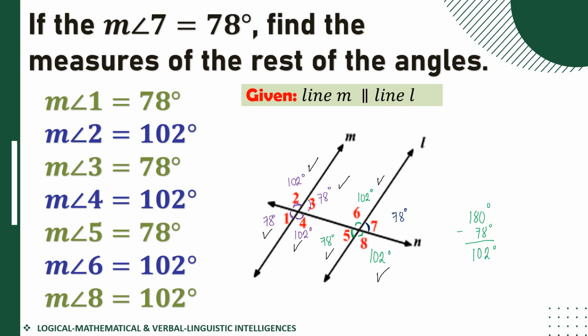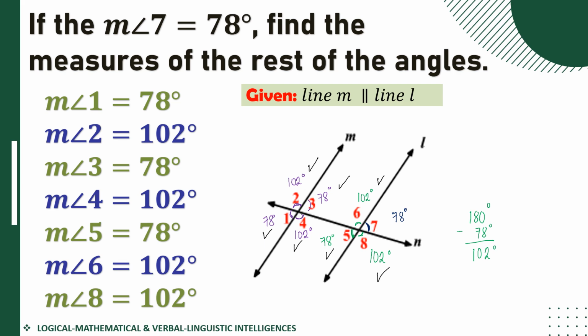So definitely, we're done. So hopefully, you understand already how to identify the angle measures of the angle pairs formed if two parallel lines are being cut by a transversal line.